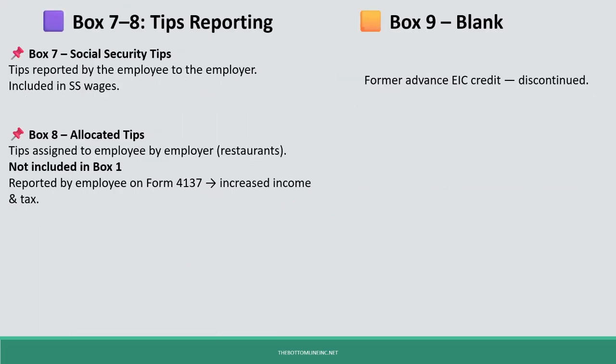If you're working in a restaurant or somewhere where it's common to receive tips, tips will be on a credit card receipt, or they'll be allocated to the employee by the employer. If you're in a restaurant where all the tips go together and then everybody gets a piece of it, they're going to be reported on the 4137. So you will report in box 8. The employer will say, of all your credit cards, you had X amount of tip income.